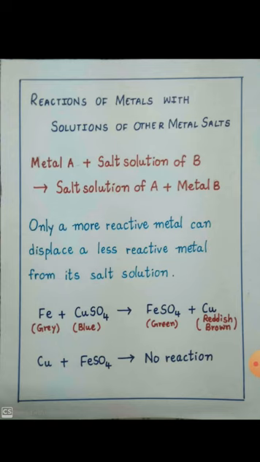So far, we have discussed 4 chemical properties of metals. The first one with oxygen, with water, with a dilute acid, and with a salt solution of another metal. In the next module, we will learn how a metal reacts with a non-metal.